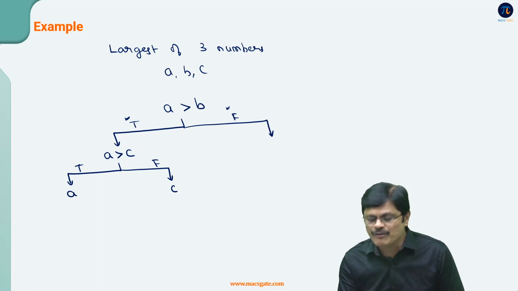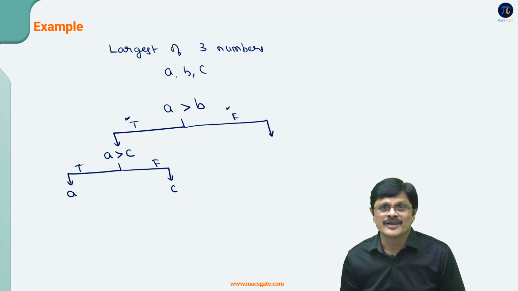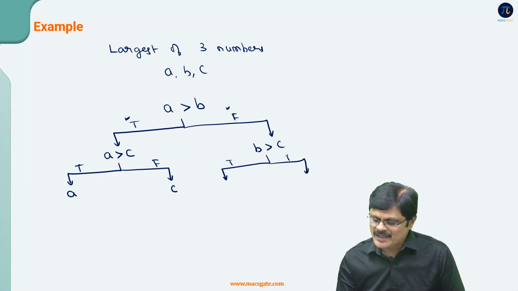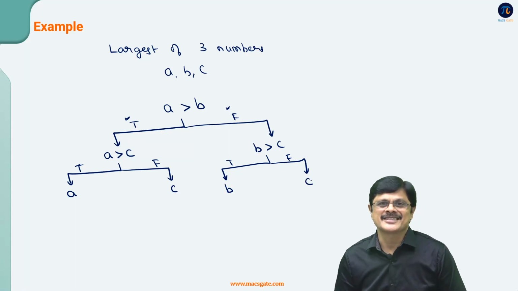Now suppose it is false, we enter the else block. Now here B is larger. So compare B with C. Again we have an if else block. It can be true, it can be false. Suppose it is true, B is larger. If it is false, C is larger. Let us run this code and verify the output.